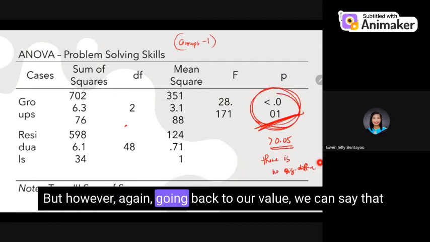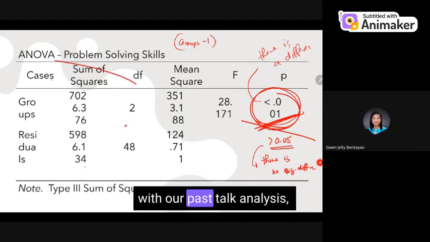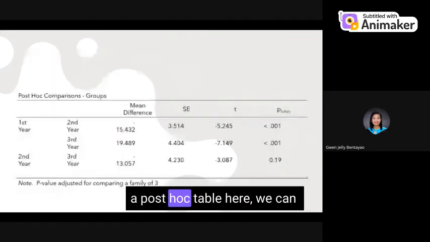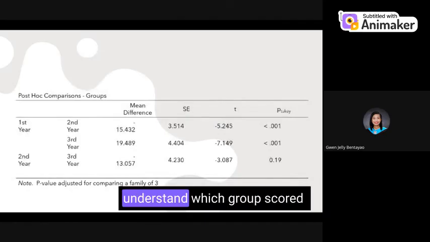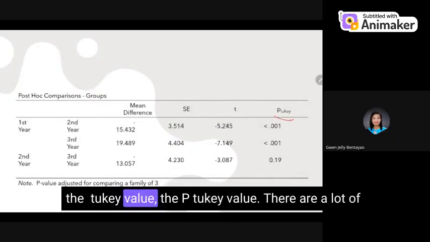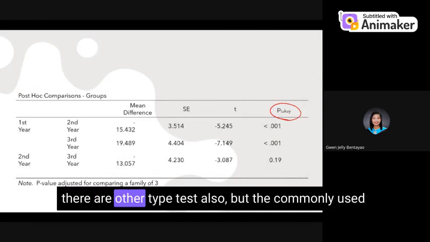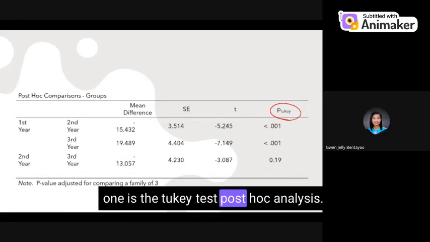But again, going back to our value, we can say that there is a difference. Okay? Now, with our post-hoc analysis, our post-hoc table, here we can understand which group scored differently and which group did not. We always look at the Tukey value, the p Tukey value. There are a lot of tests that we can use, but the commonly used one is the Tukey test for post-hoc analysis.